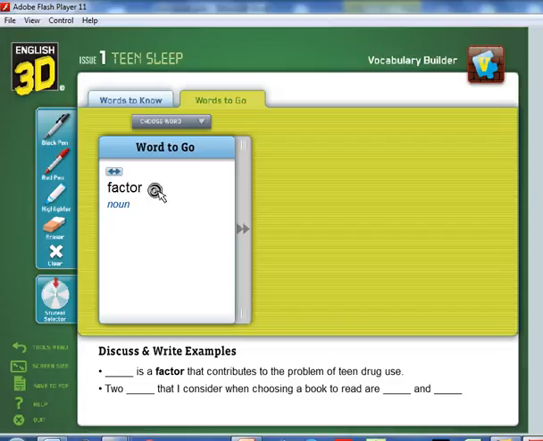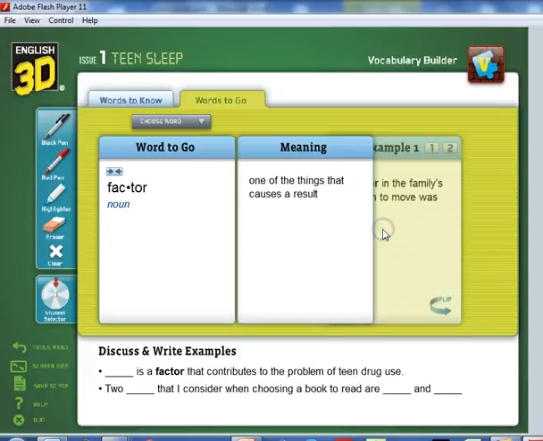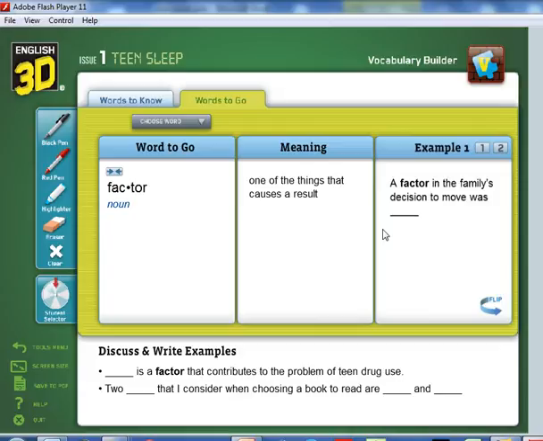Factor. Factor is one of the things that causes a result. Factor. One of the things that causes a result. One factor in the family's decision to move was being closer to relatives. One factor in the family's decision to move was a new job opportunity. Factor.